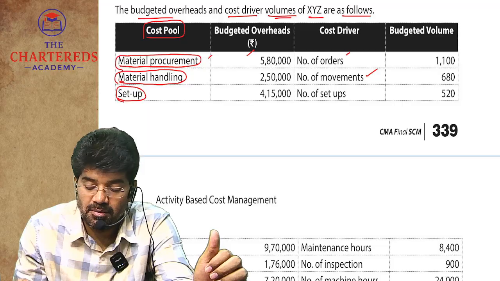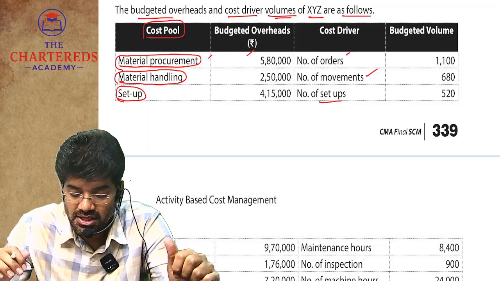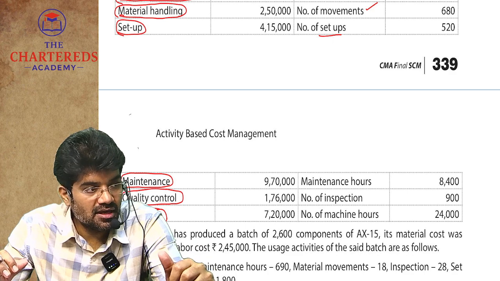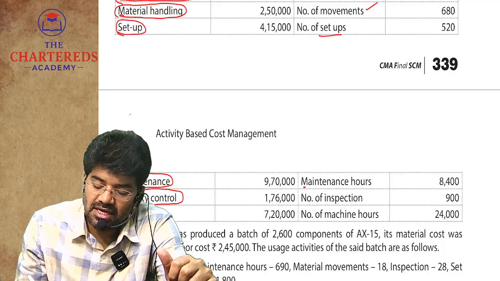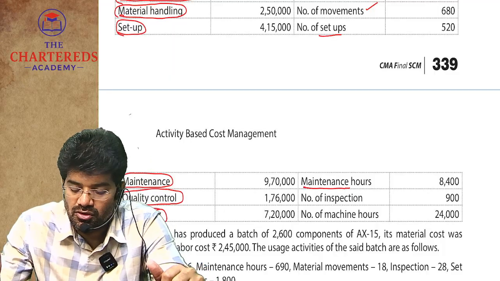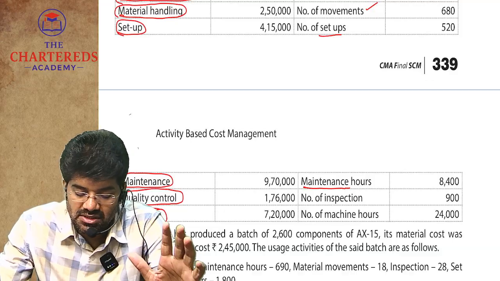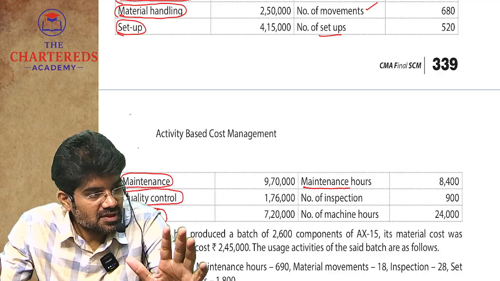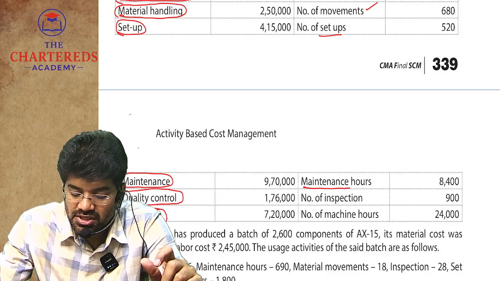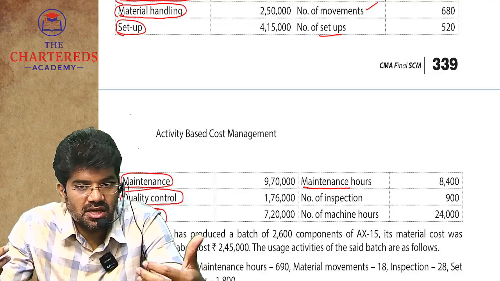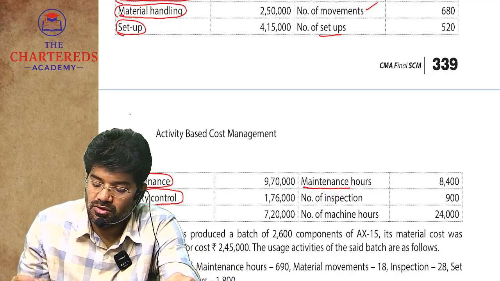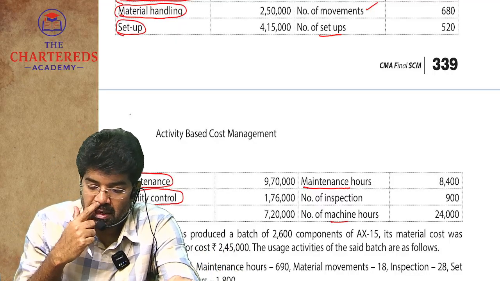Setup cost, number of setups of the machinery. Maintenance, maintenance hours. Quality control, maintenance hours means here labor. See, maintenance is nothing but labor time only. So maintenance hours. Quality control, yes, number of inspections. Machinery is nothing but what, machine running expenses. That depends on what, number of machine hours. So already they have given it.